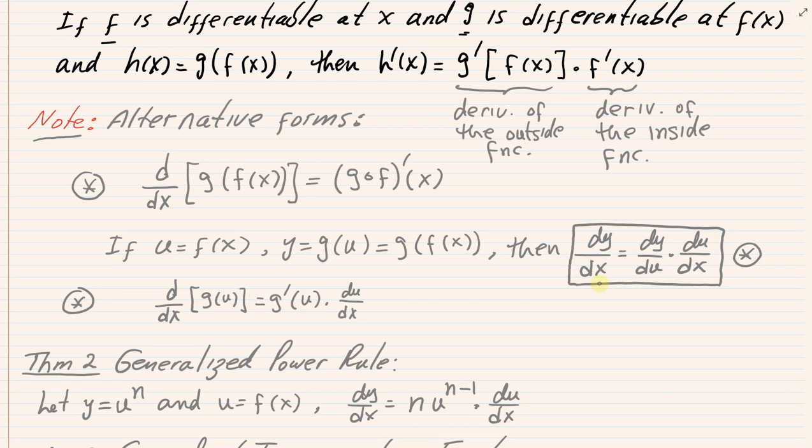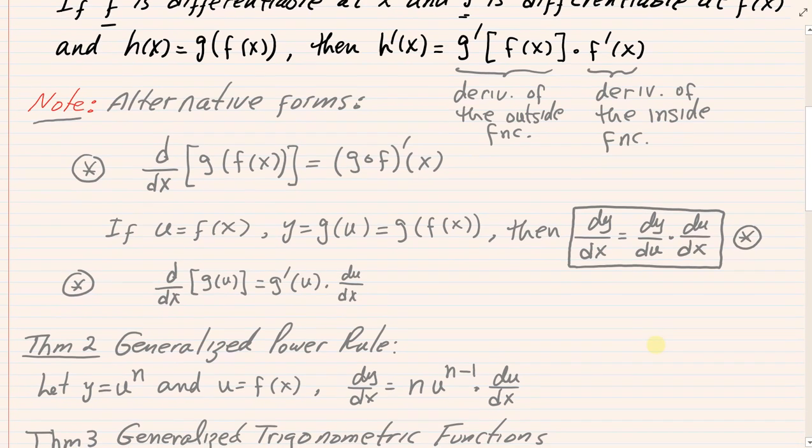Okay, and then I have this other form of it, which is d/dx of g of u is g prime of u times du/dx. That also is very common to use. So remember, what this form says is that you take the derivative of the outside, and then du/dx is the derivative of the inside. The derivative of u is du/dx.